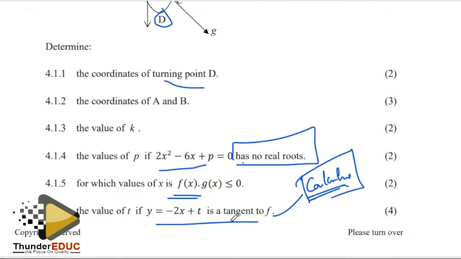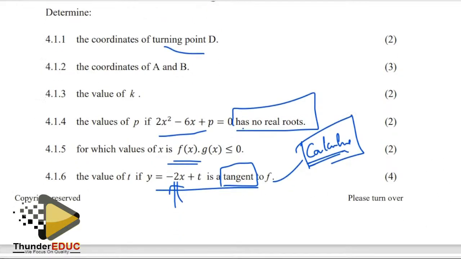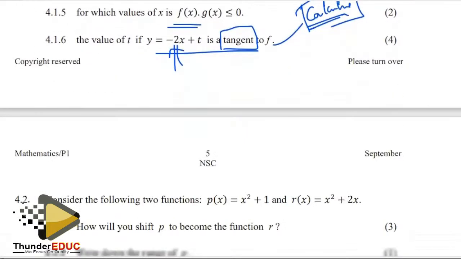Calculus could be needed, especially with such questions of tangents, because there's going to be need for the gradient and all of that. They're telling us this is a tangent of f, but with this tangent, we can see that the gradient is clearly -2. So what you need, get the value of x where the gradient is -2. So find the first derivative of f, equate it to -2. So for x, get the value and substitute it back into the original.